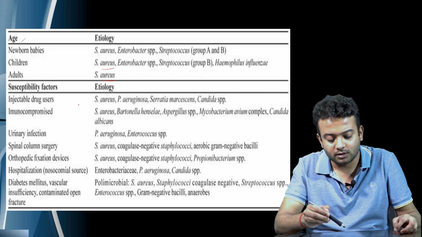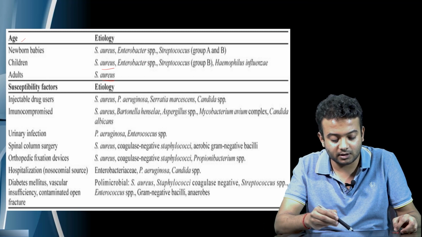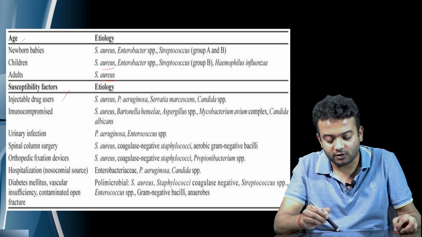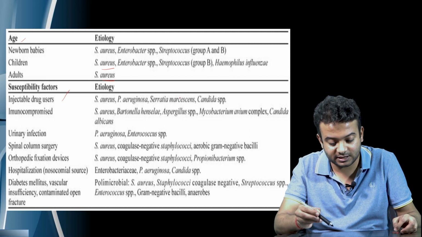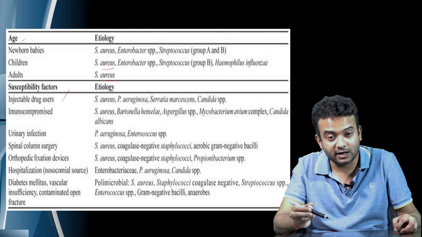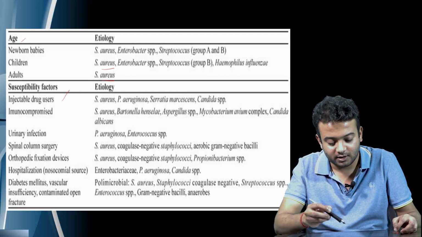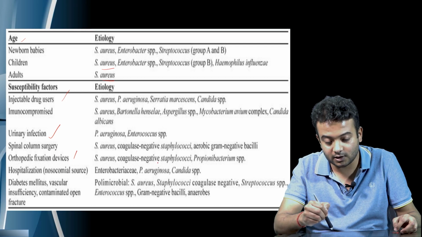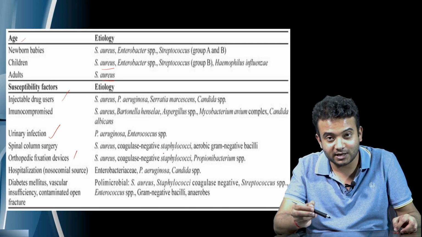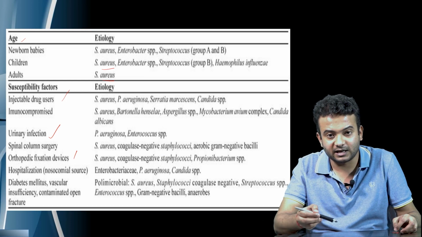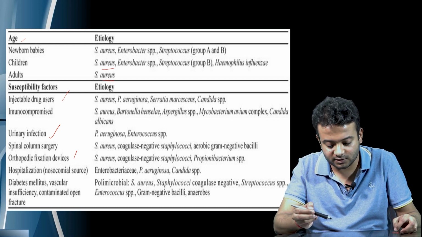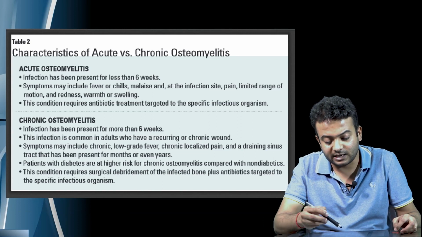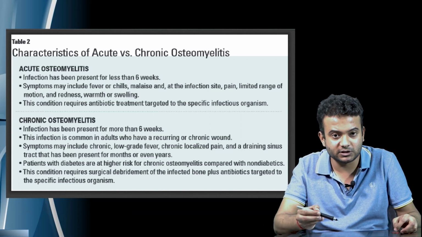In susceptible groups like injectable IV drug users, Staph aureus, Pseudomonas aeruginosa, and Candida species can be etiological factors. In the immunocompromised group, Staph aureus, Bartonella and Aspergillus infection can also be there. In the urinary infection group, Pseudomonas and Enterococcus can be there. With orthopedic fixation devices, coagulase-negative staphylococci, and in hospitalized patients, gram-negative organisms can also be a causative organism.